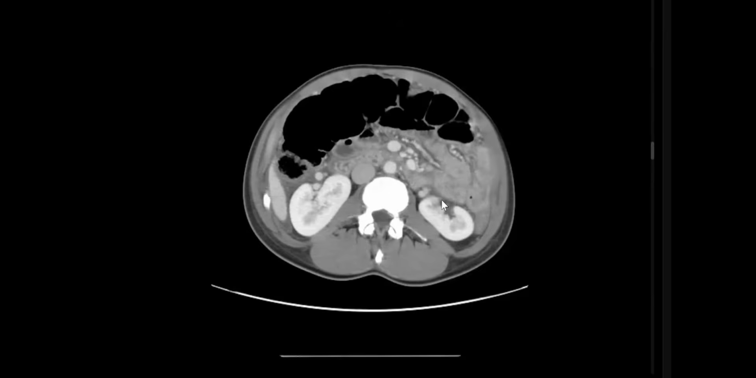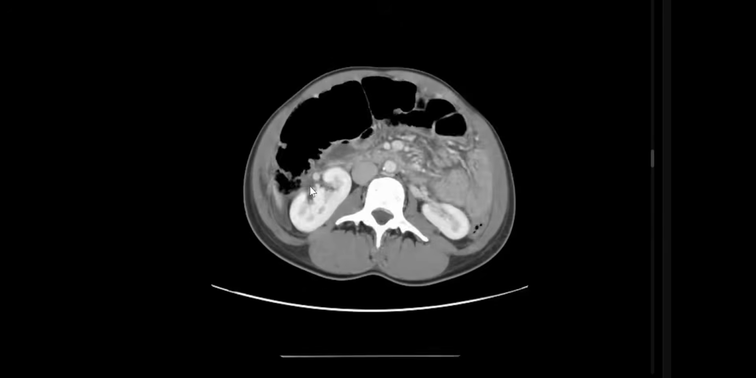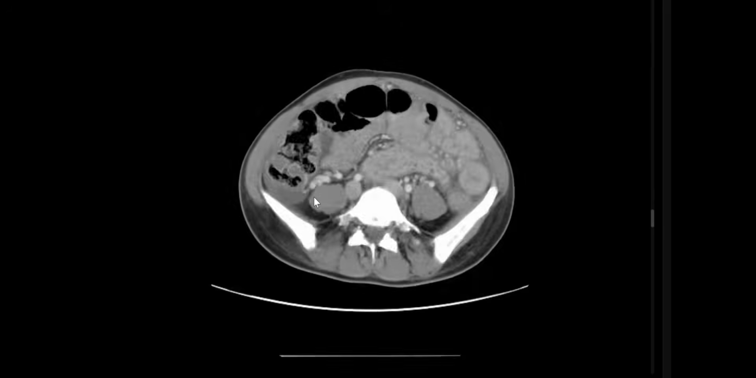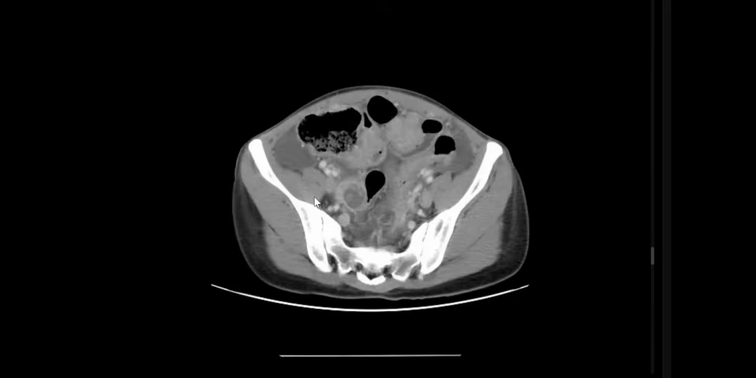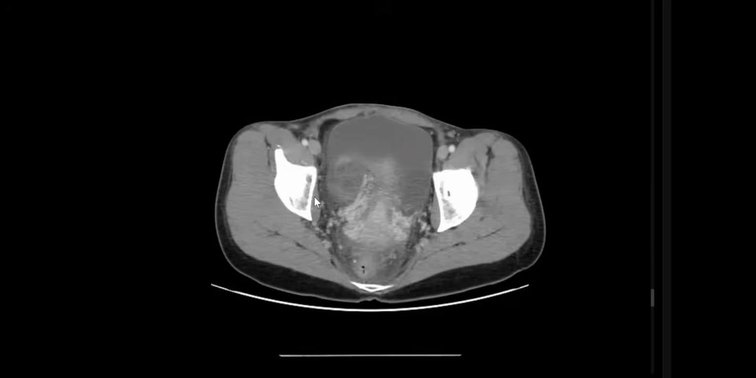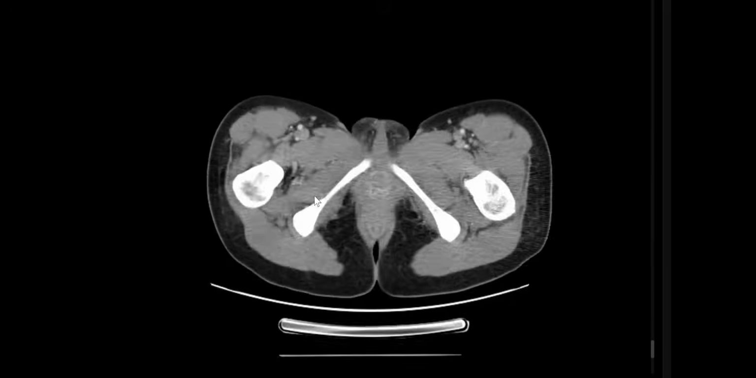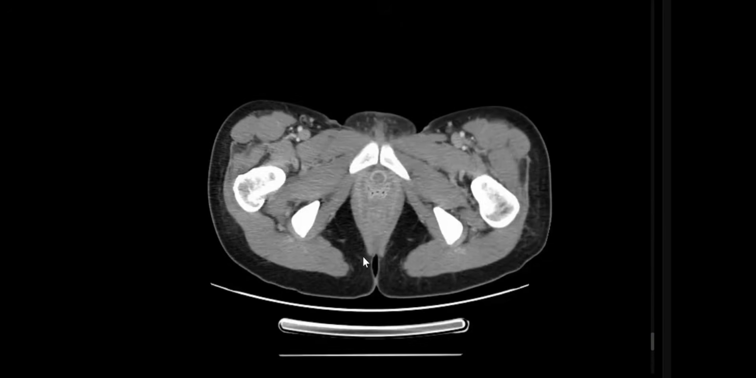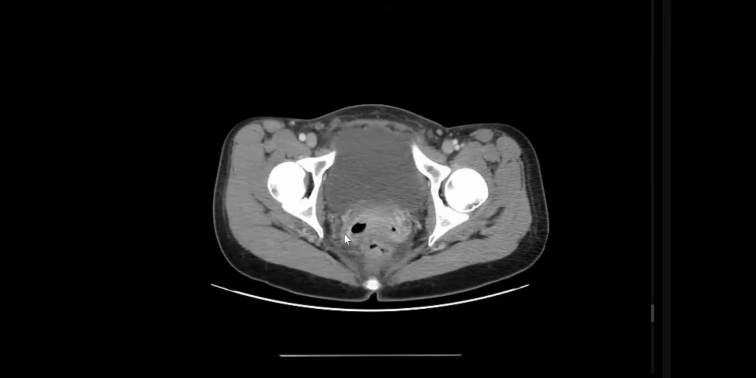This is a variant. Both kidneys are malrotated, the hilum is oriented anteriorly. Other than that, I can see there is fluid in the paracolic gutter. It's very important to reach the last cut.